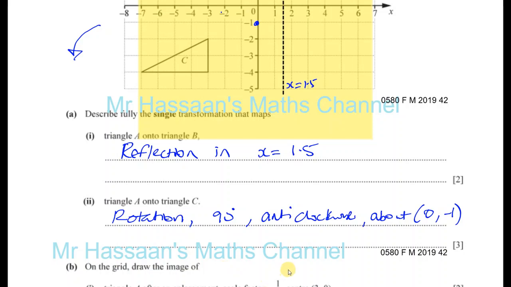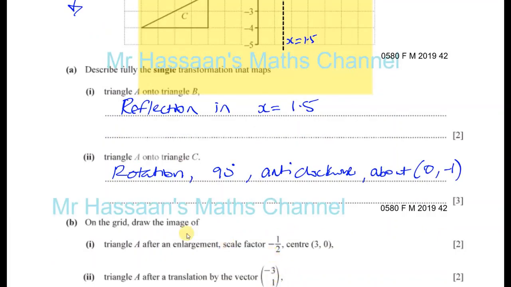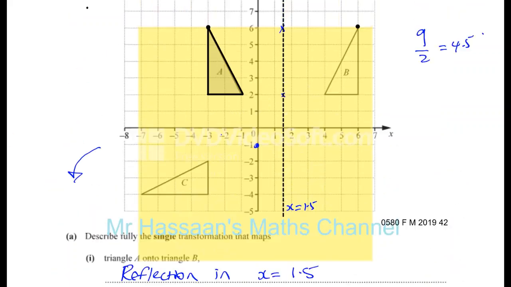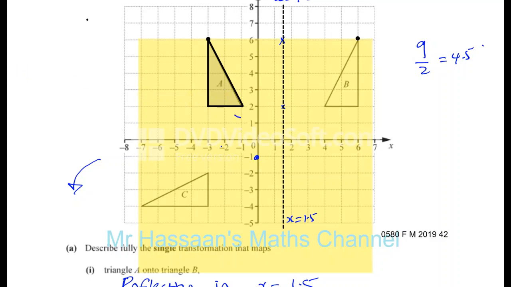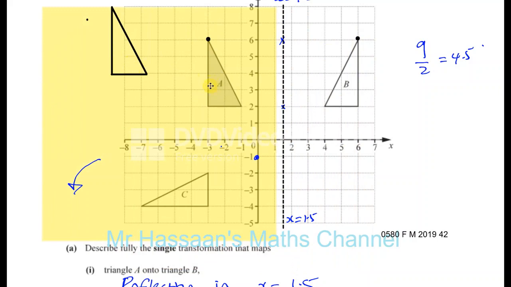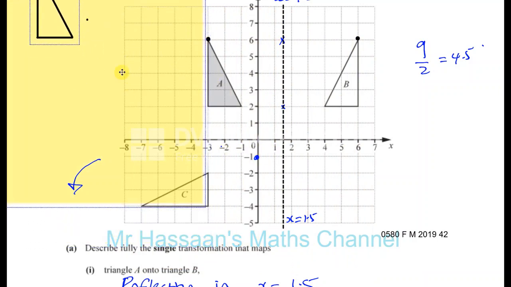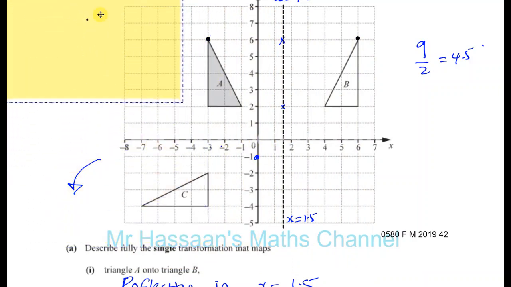Now, for part B, on the grid, draw the image of triangle A after an enlargement, scale factor -0.5, center 3, 0. So let's get rid of some of these things here. Let's move this out of the way.